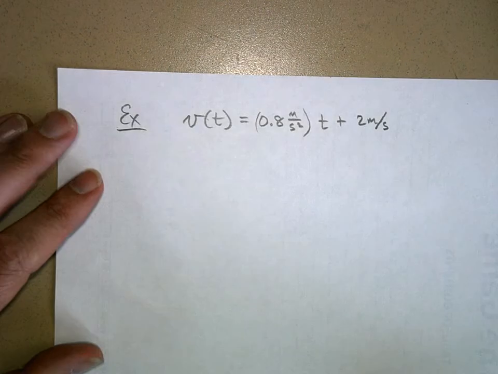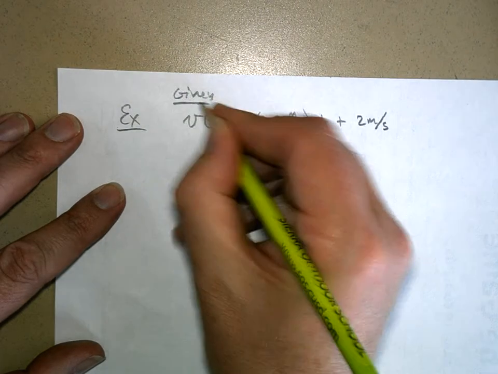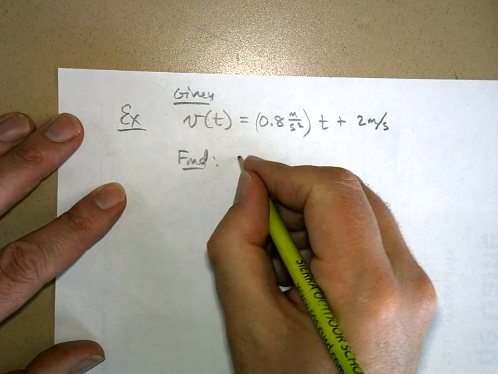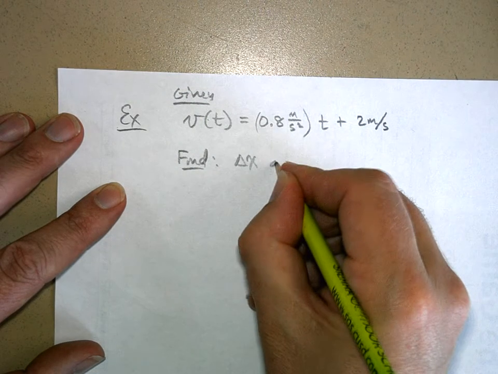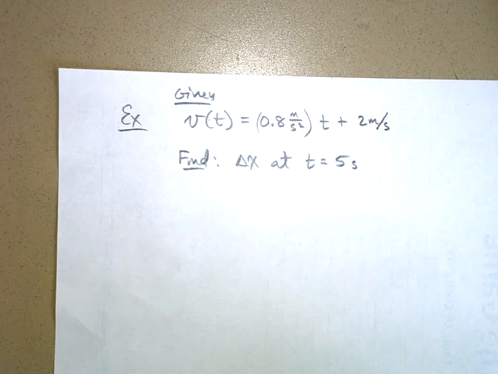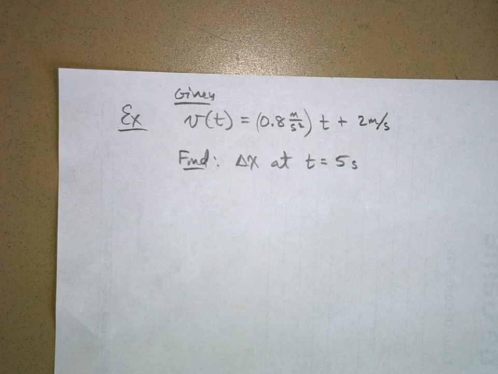So I want to find, this is what's given. I want to find delta x at t equals 5 seconds. Well, of course, you would use the kinematic equations to do this, or you would graph it and figure out the area underneath this. But instead, we're going to do it a totally impractical way. We're going to use a definite integral to do it. So let's solve.